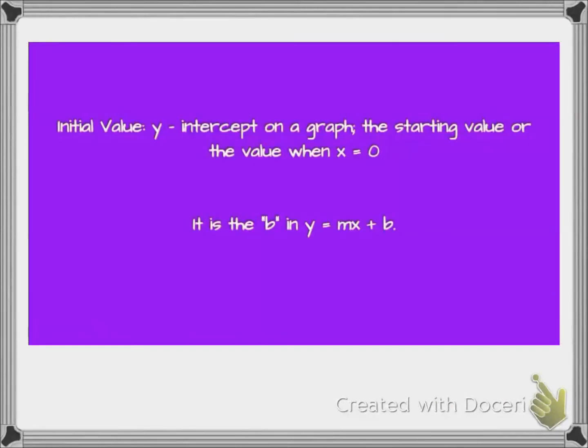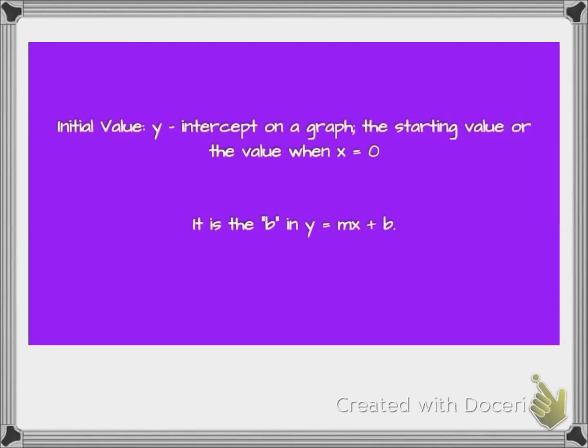It's called the initial value. Now, the initial value is the y-intercept on a graph. It's the starting value for your function, or it's the value when x is equal to 0. It's also known as the b value in the slope-intercept form of y equals mx plus b.